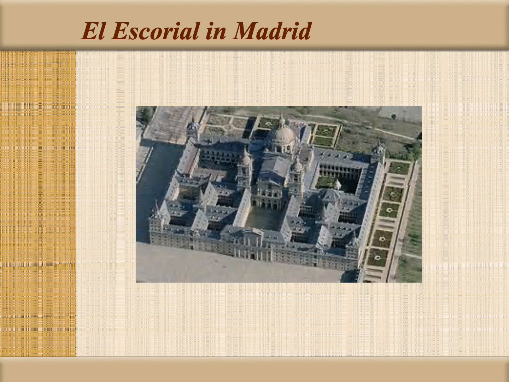A second architect, Juan de Herrera, completed the project after Toledo's death in 1567. Herrera reportedly met with Philip II often to consult on the project, and the king appointed him as the royal architect towards the end of the 1570s.